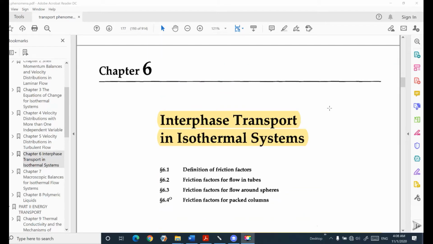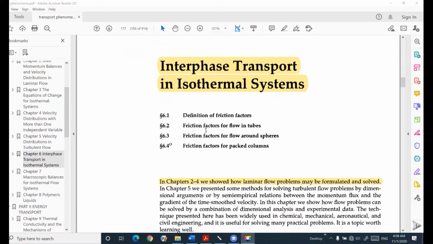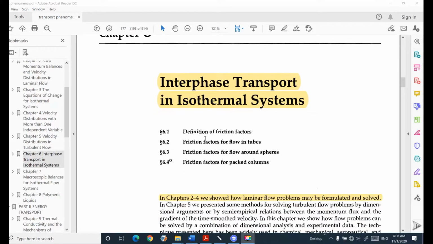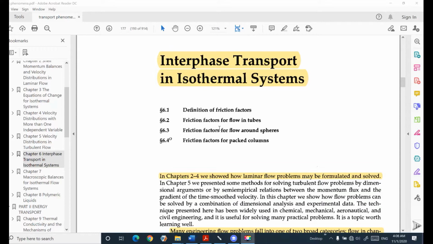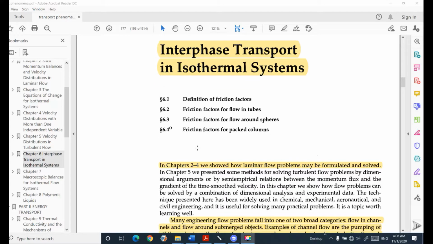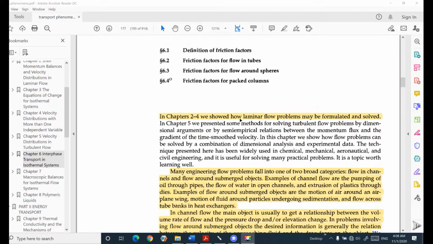In the momentum transport section in the BSL, we are now in chapter 6. Chapter 6 covers interface transport in isothermal systems. In the basic subsections: the definition of the friction factor, friction factor for flow in tubes, friction factors for flow around spheres, and friction factors for packed bed columns.